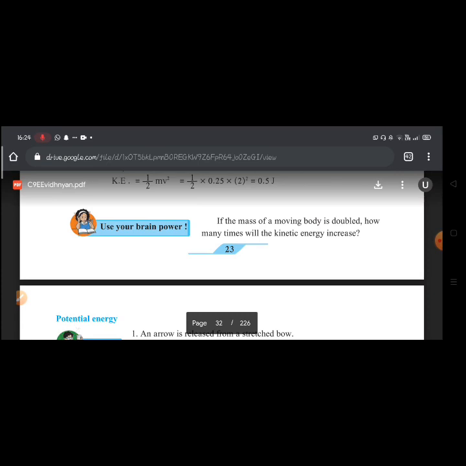I hope you remember which chapter we were studying: chapter number 2, work and energy. We had seen that mechanical energy has two forms, kinetic energy and potential energy. I hope you all remember. In the last session we saw what kinetic energy is, and we solved a few examples related to its expression. Now we'll be continuing with potential energy.